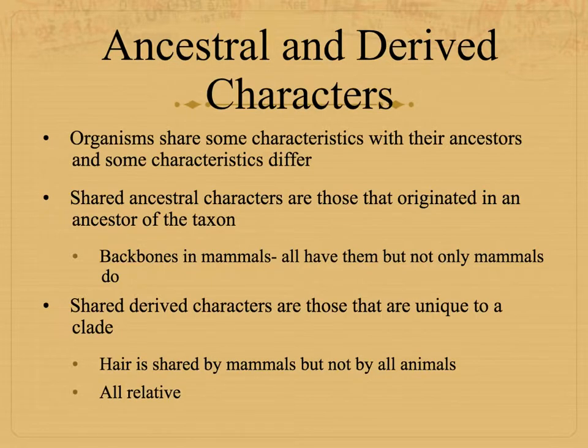Okay. So when we talk about characteristics and ancestors, we can look at what are ancestral characters and which ones are derived characters. Okay. So we know that organisms share some characteristics with their ancestors, but we also know that they have differing characteristics from their ancestors. The shared ancestral characters are those that were in the ancestor, or originated in the ancestor, but may not include all of the organisms. Okay?